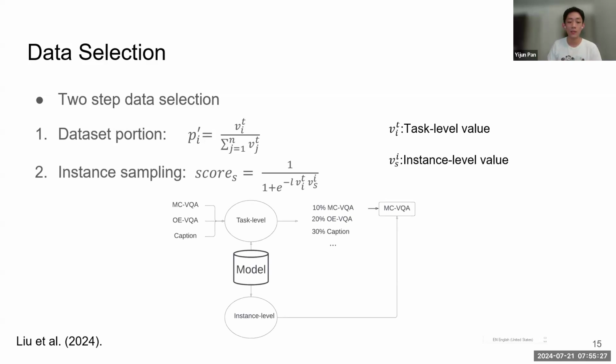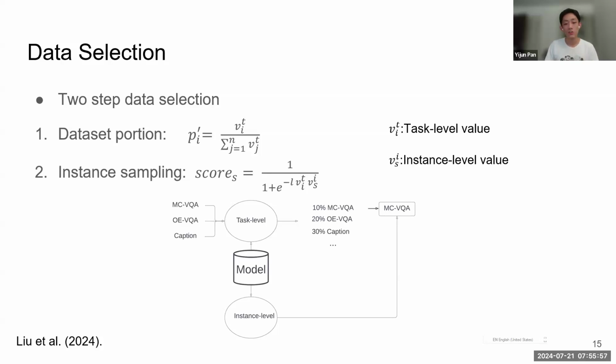And the second step will be how to actually sample the data instances. As we can see here, the score is calculated using both task level value and instance level values. And the involvement of instance level value is really intuitive, because the higher the instance level value is, the more likely we're choosing this instance from the entire set.